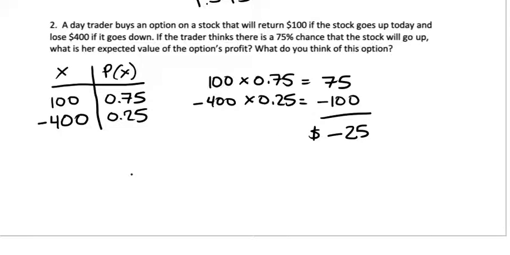Now, since the expected value is negative, that tells me that the expectation is going to be that I lose money. Now notice that negative $25 is not a possible thing that can happen in this scenario. The only possibilities are that I gain 100 or that I lose 400. But if I were to repeat this many times, over time, on average, I would end up losing $25 overall. And so what this tells me is that this is not a good idea.